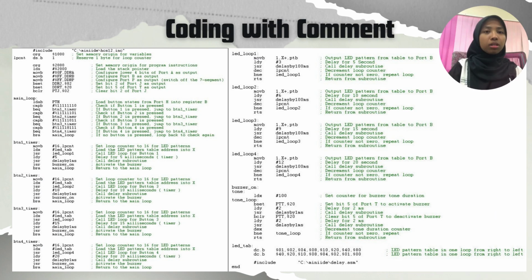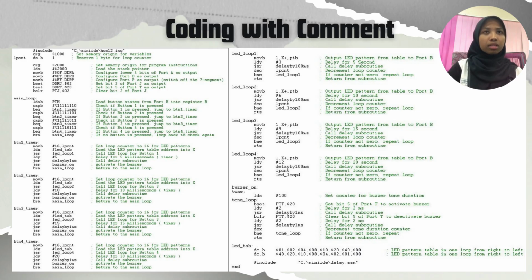From what you have heard on the previous slide, this is the coding flowchart. So this is the code with commands that we need to program for this mini project, the time-based light controller. Firstly, we need to include the library and then set the memory origin for variables and also for program instructions, which is 2000. And then we need to configure the ports for input and output.